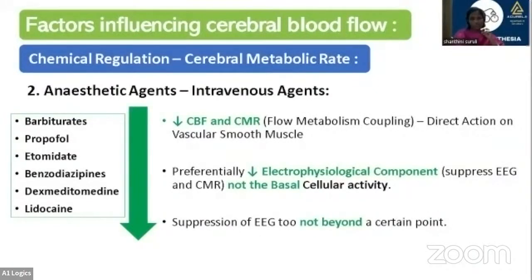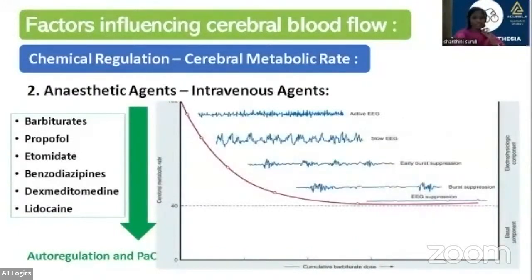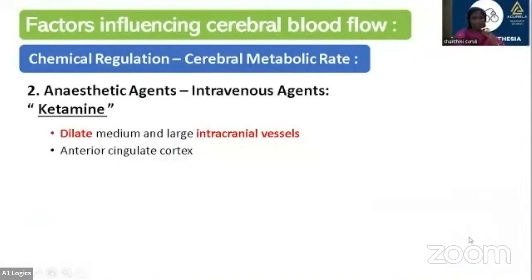decrease the cerebral blood flow and cerebral metabolic rate, preferentially the electrophysiological component and not the basal cellular activity. Also, the suppression is not beyond a certain point, while the autoregulation and the CO2 responsiveness are not affected by the IV agents. In this picture, you can see that when barbiturate is administered, the cerebral metabolic rate gradually decreases, and after a particular point, even on further administration of the drug, there is no further decrease in cerebral metabolic rate. The basal component is not affected by the IV agents.